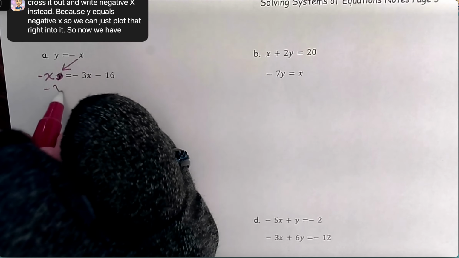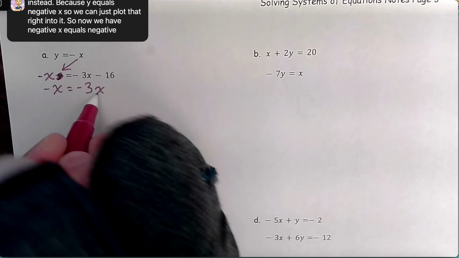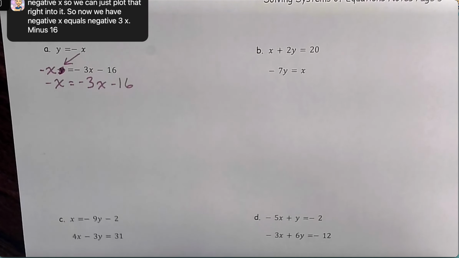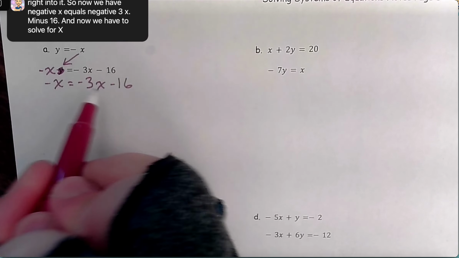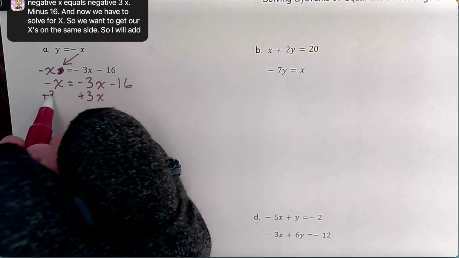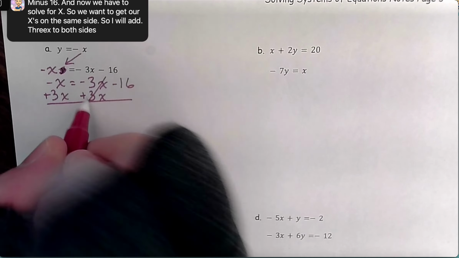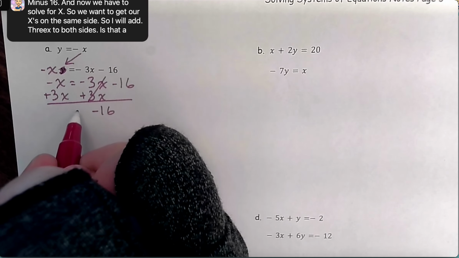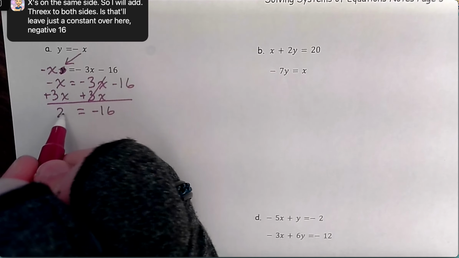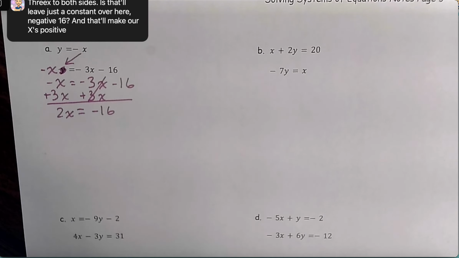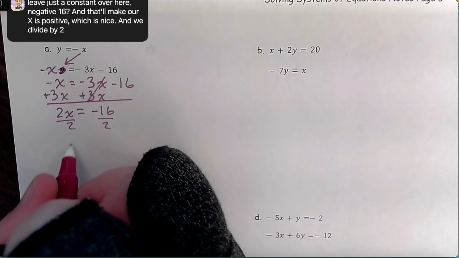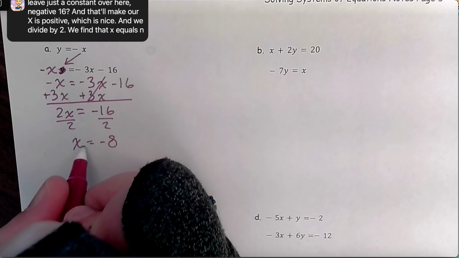So now we have negative x equals negative 3x minus 16. And now we have to solve for x. So we want to get our x's on the same side. So I will add a 3x to both sides, because that'll leave just a constant over here, negative 16. And that'll make our x's positive, which is nice. Then we divide by 2. We find that x equals negative 8.